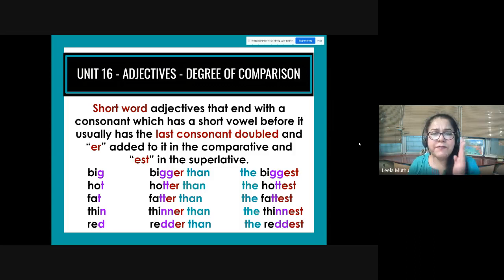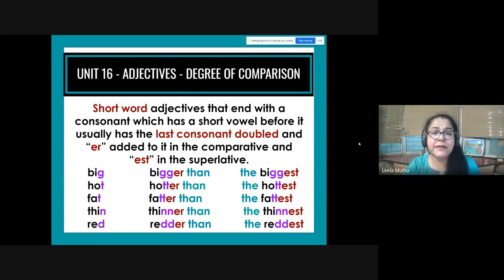All right. Look at very short words, which are descriptive words, which are adjectives in the positive degree. Double the consonant in the comparative and double the consonant in the superlative. Add er in the comparative and add est in the superlative. Bigger than, the biggest. He has a big house. Her house is bigger than his, but her house is the biggest of all of them. Hot. T is doubled. Hotter than, the hottest.